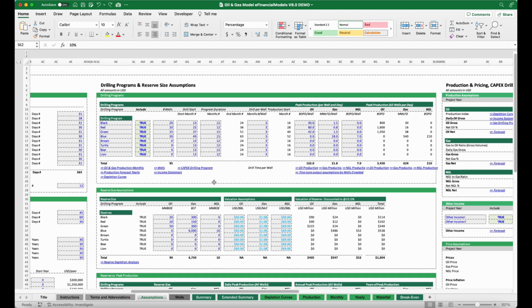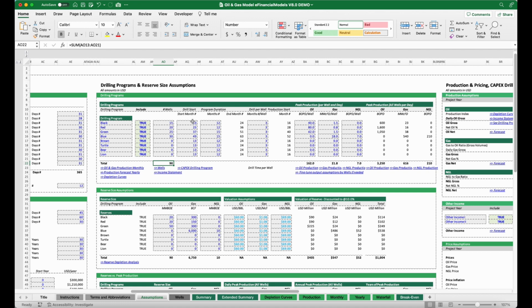What we need to do now is to define for this oil and gas project what the drilling programs will be. As you can see here, we have placeholders for up to 8 drilling programs, and each program can include a certain number of oil wells, and you can just change them. Important is that this model was designed for up to a total of 100 oil wells. If you have more, we will only consider 100 oil wells.